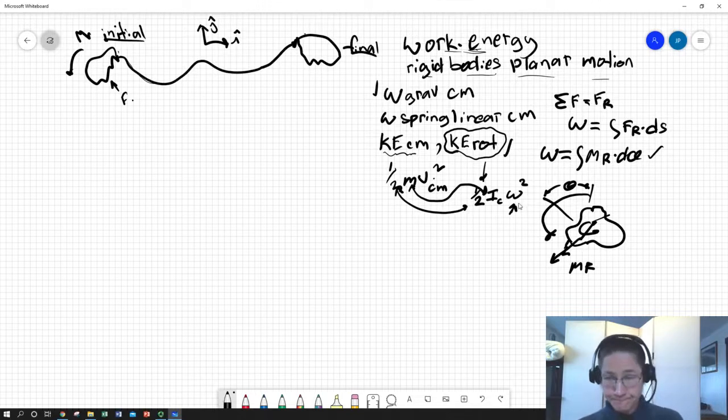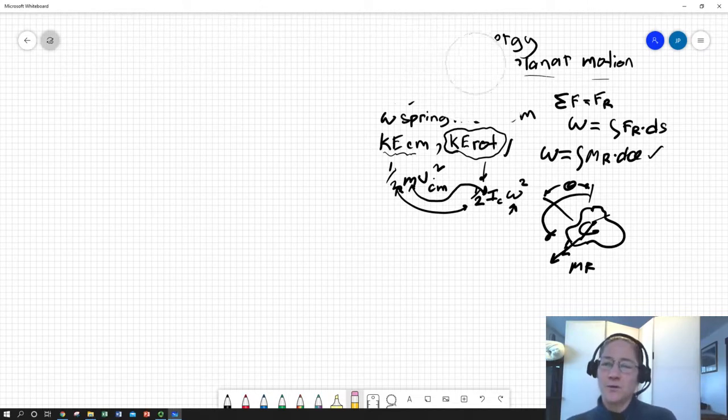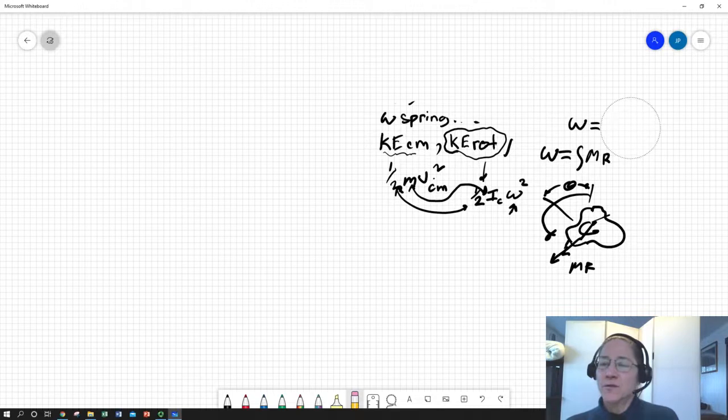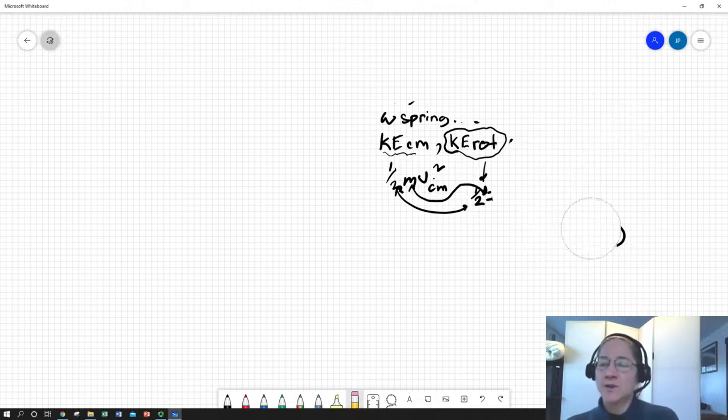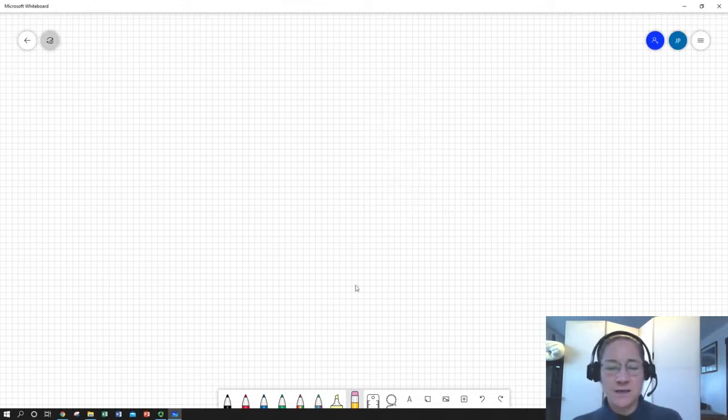Okay, so armed with that little intro, I'm going to dive into some example problems. These are all drawn from the Hibbeler Dynamics textbook, 14th edition, and these are all coming out of chapter 18, which is the work energy for rigid bodies in planar motion. So this is kind of our analog to, I can't remember the chapter, for planar motion.